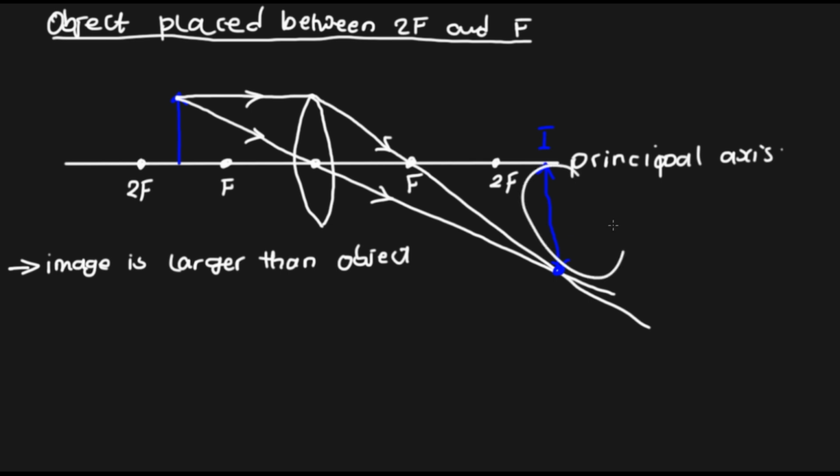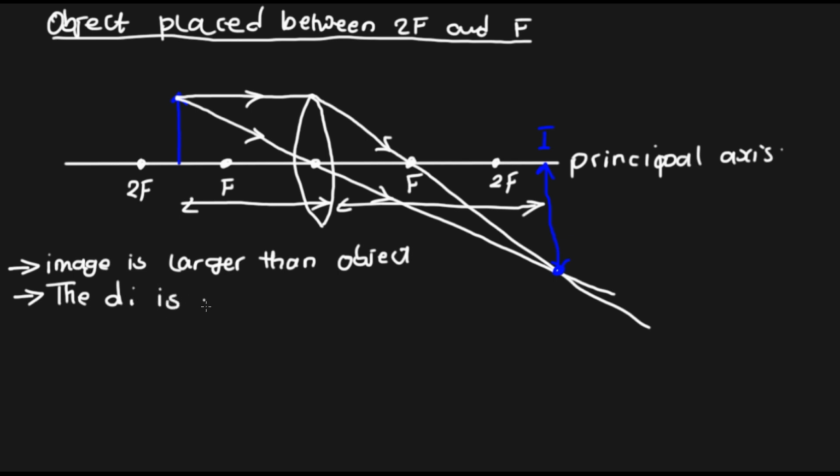As we can see, they have different heights. Then number two, if we are to measure the distance of an object and compare it to the distance of an image, we can see that the distance of an image, di, is greater than the distance of an object, do. From there, what else are we going to say?